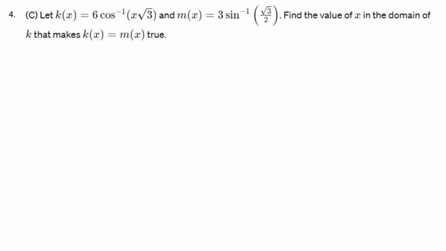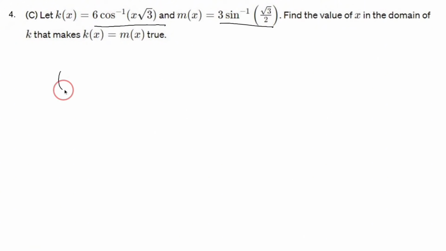This, on the other hand, is probably not going to fill me with glee. But we'll see what happens. Let k of x equal 6 times the inverse cosine of x root 3, and m of x equal 3 times the inverse sine of root 3 over 2. Find the value of x in the domain of k that makes k of x equal m of x true. So I've got to set these puppies equal to each other. Gross.